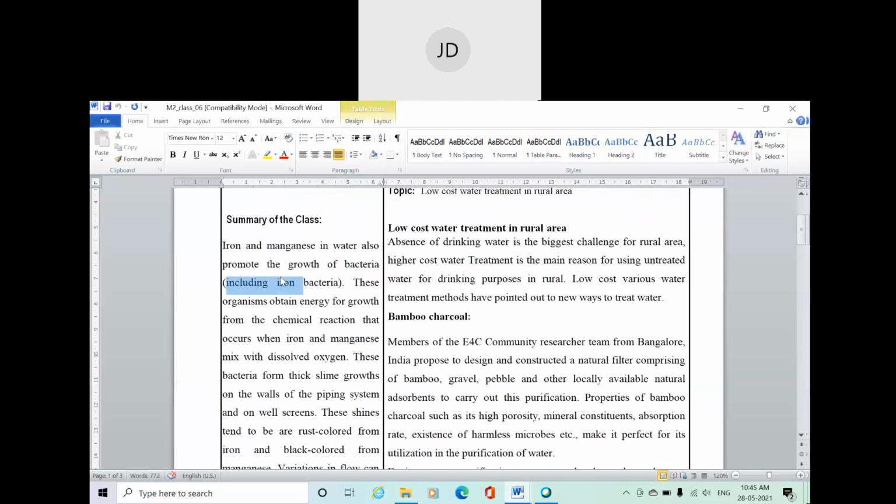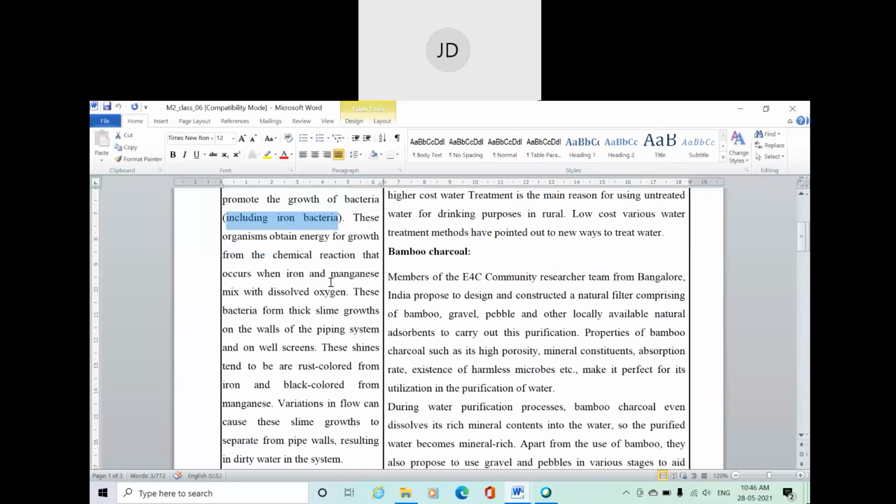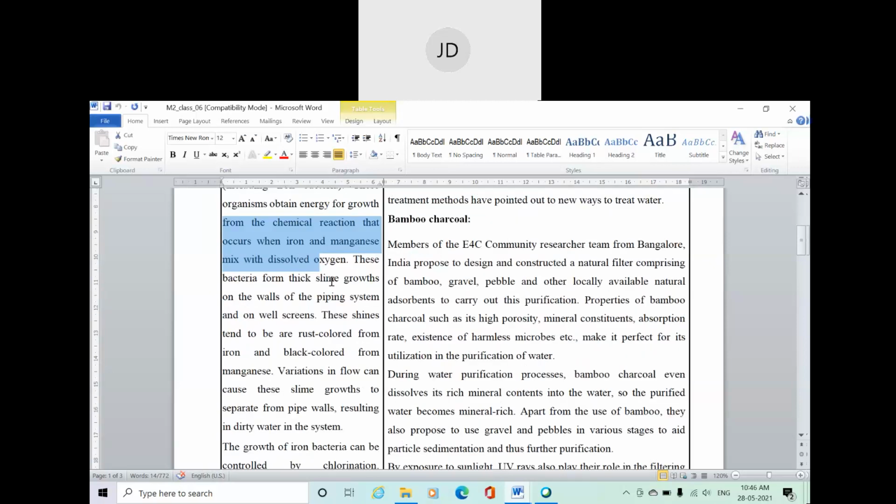So what are the bacteria produced by the iron? Basically it's known as iron bacteria. Fine. So this microorganism obtains energy for growth from the chemical reaction that occurs when iron and manganese mix with dissolved oxygen. Fine. So this bacteria forms thick slime growth on the wall, on the piping system, and on the well screen.